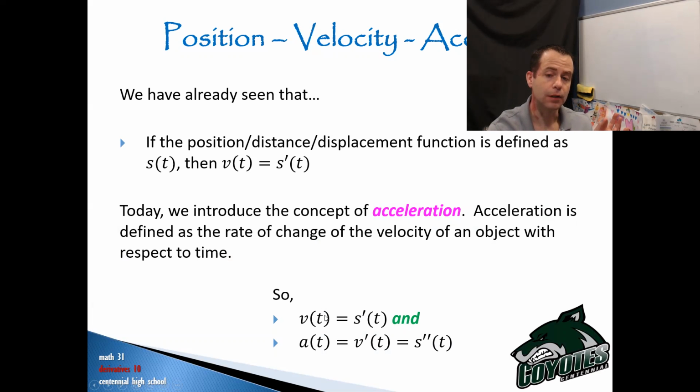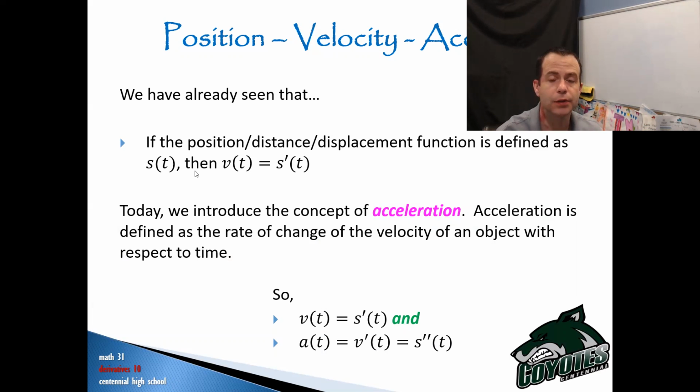So velocity, v of t, is the derivative of s of t, and acceleration, a of t, is the derivative of v of t, also known as the second derivative of your original function. So s prime prime of t there, okay?